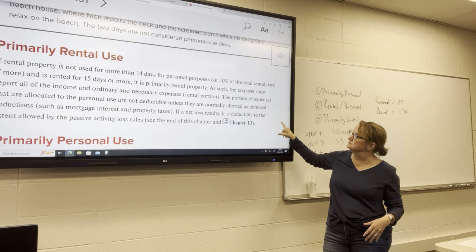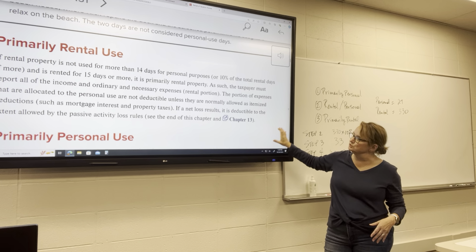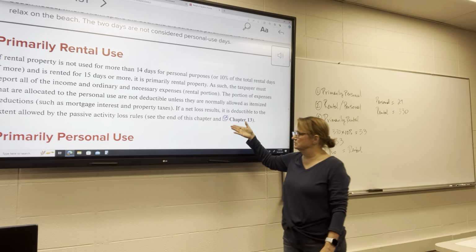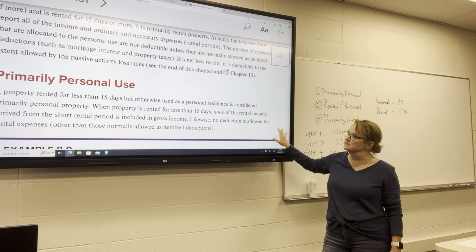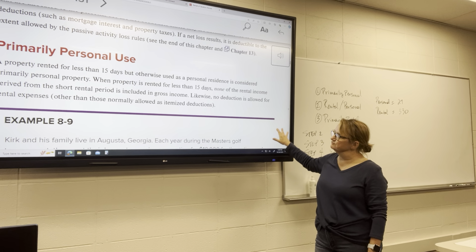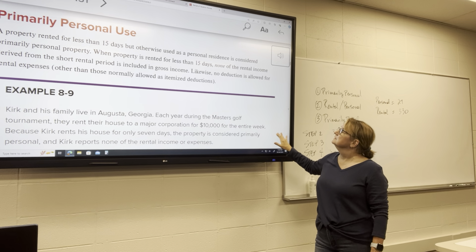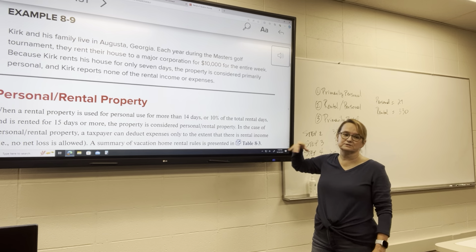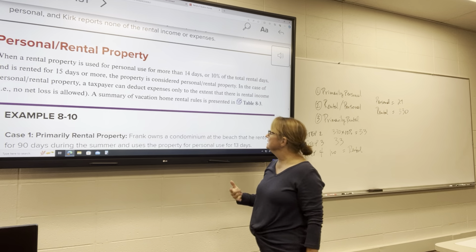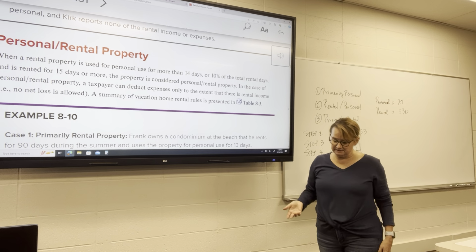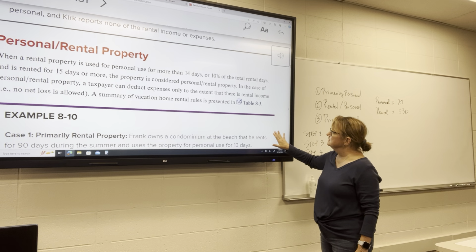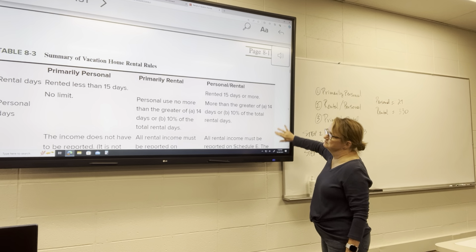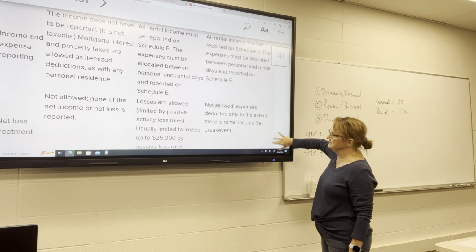Let's see, I think we already talked about this. So primarily rental use, you get the expenses, and you can take a loss up to the passive activity loss limitations. Primarily personal, there's no deduction for expenses, but you do not have to include the rental income in income, so you don't get taxed on it. This is the example of Augusta, the Masters. Personal/rental property, again, you have to claim the income and you get to claim the expenses, but only up to 0. You don't get a loss for it. Let's see, what else? Well, this is just a different way of presenting that information.